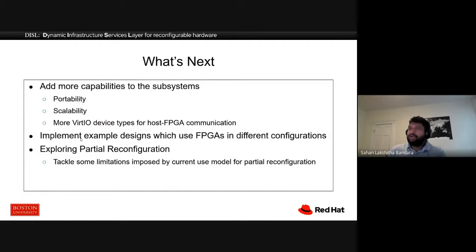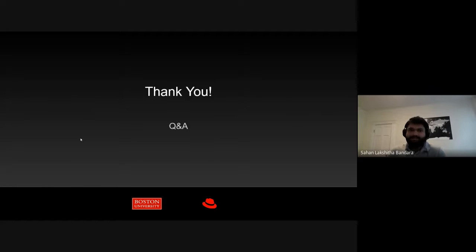As for future work, we'll be adding more capabilities to these subsystems to make them portable across different devices from different vendors and make them scalable so that they can be adapted to different resource availability and performance requirements. We use Virtio drivers for host and FPGA communication. Currently, we only support Virtio console devices. We would like to add support for other device types as well, such as Virtio network devices and so on. And we'll also be exploring partial reconfiguration for both booting the hardware operating system as well as scheduling the user applications. Thank you. And we'll be happy to answer any questions you have.